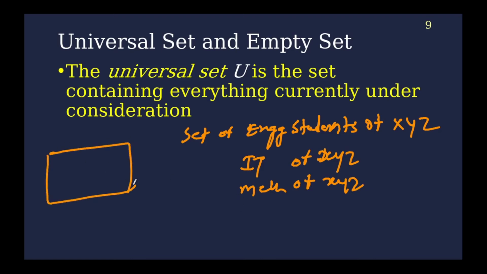So if you draw this universal set, IT, comp, mechanical, civil will be disjoint sets, and this will be the universal set. Or you can define placed students of college XYZ, first class students of college XYZ, boy students of college XYZ, girl students of college XYZ. So here the consideration is all the students of college XYZ, so we can call it a universal set.